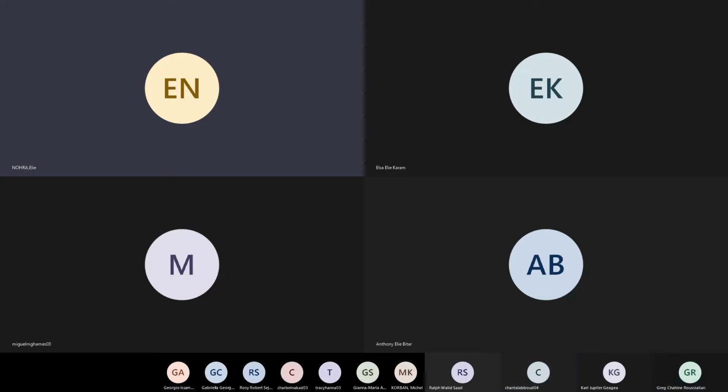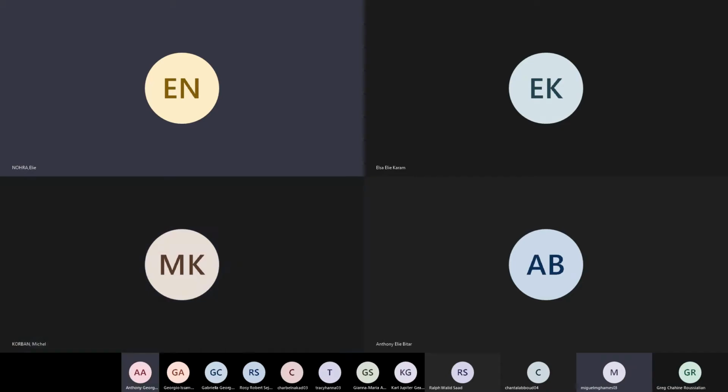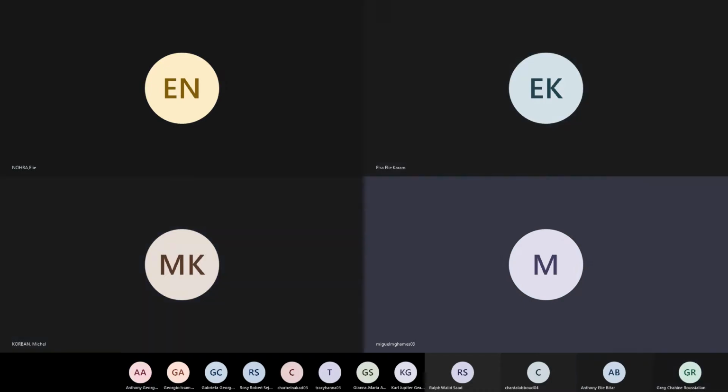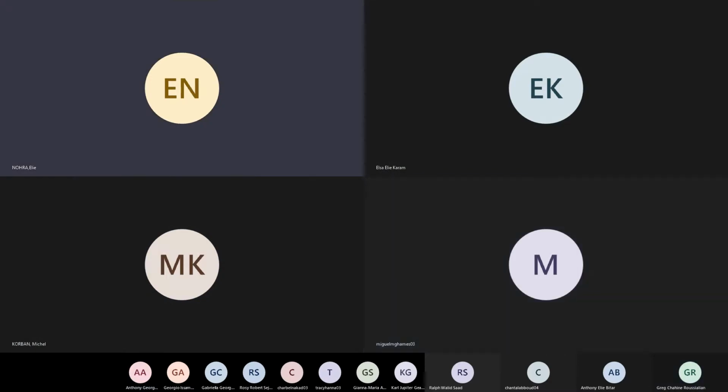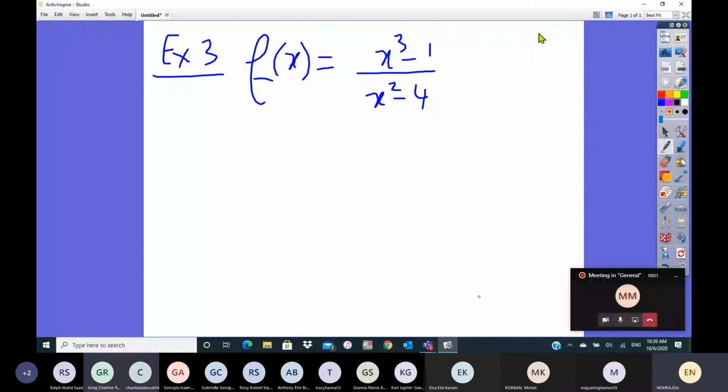F of x is x cubed minus 1 over x squared minus 4. Yes, I'm working on it. Now it should come up. Yes, it did. Okay. First question.